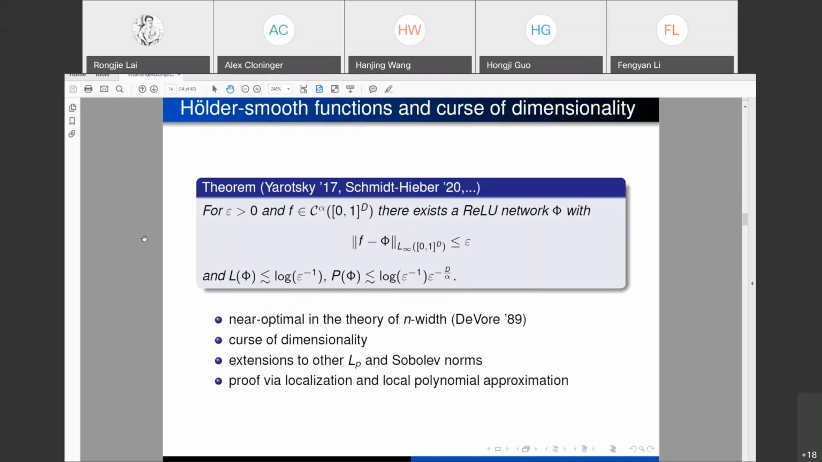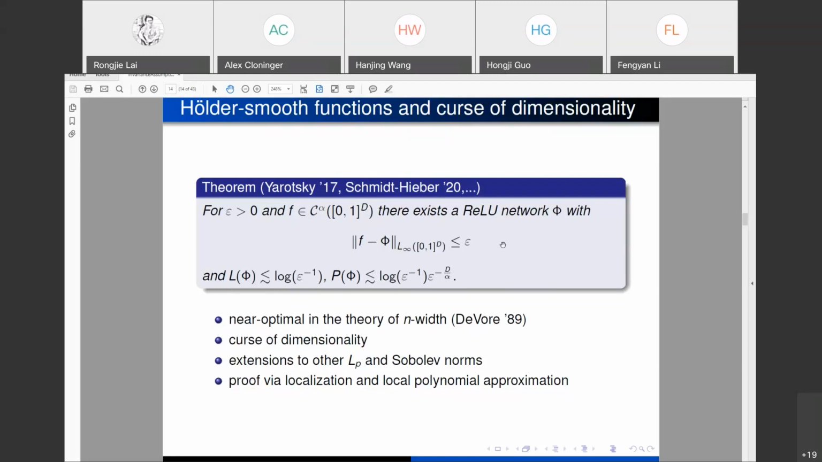Okay, so there's a couple of papers that I'm just going to highlight here. One, there's a famous paper by Yarotsky, a few years ago, basically said that if you have a Hölder function in R^D, or in the unit hypercube in D dimensions, you can always find a rectified linear unit network from the class of networks with basically log 1 over epsilon depth and epsilon to the minus ambient dimension over alpha number of parameters. You can always find a network such that it pointwise approximates the true function within epsilon.